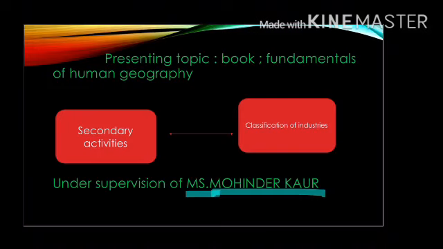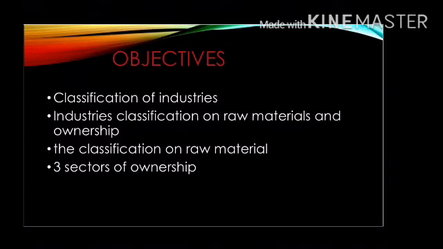of the book Fundamentals of Human Geography. And in this video we are going to talk about classification of industries. So let's go through the objectives first. The objectives are classification of industries, classification on raw material and ownership, the 5 industries which are dependent upon raw material, and the 3 sectors of ownership.